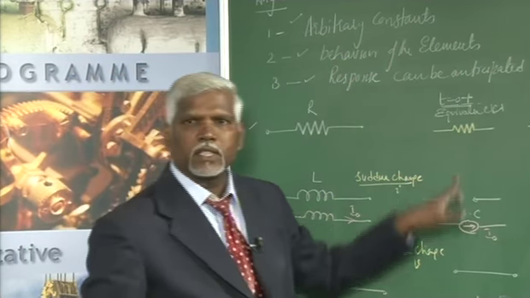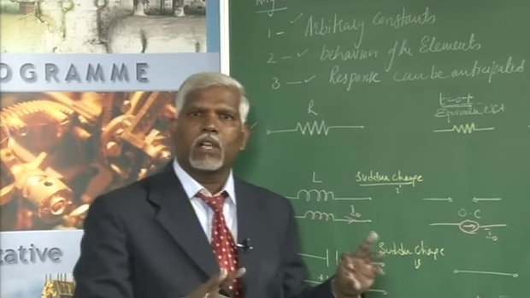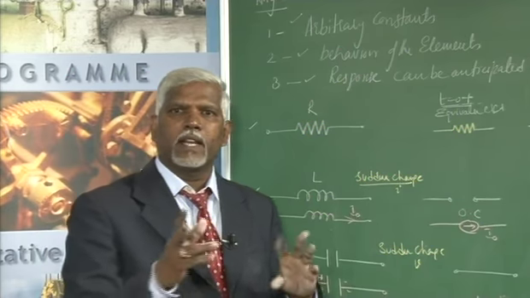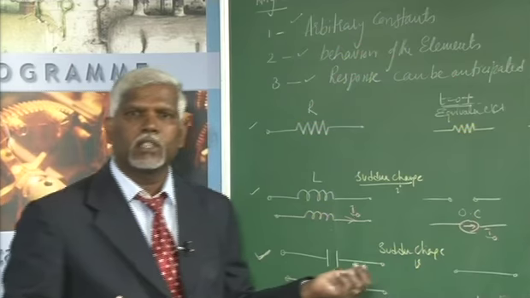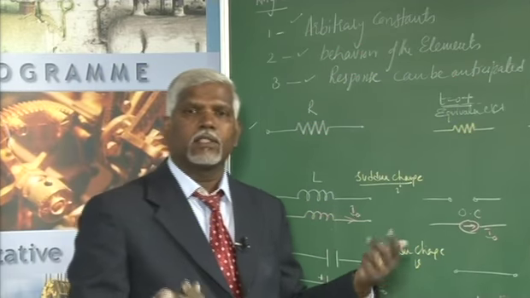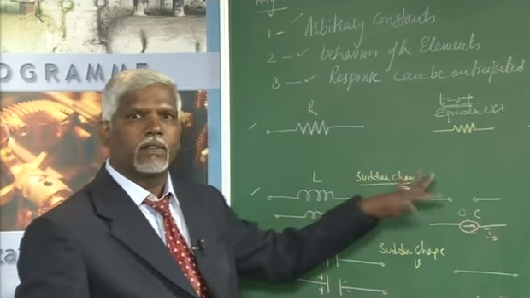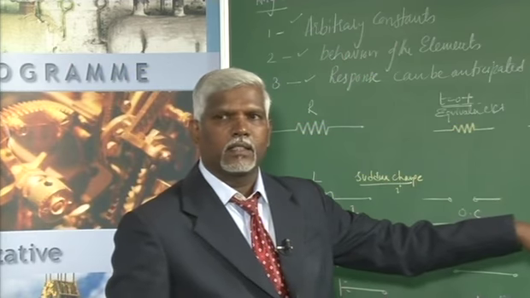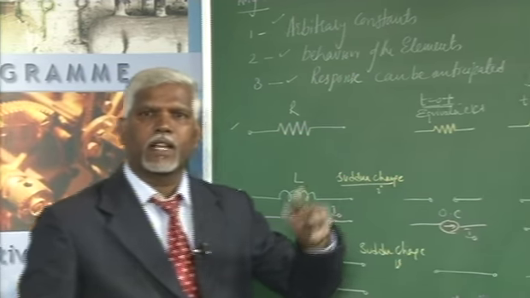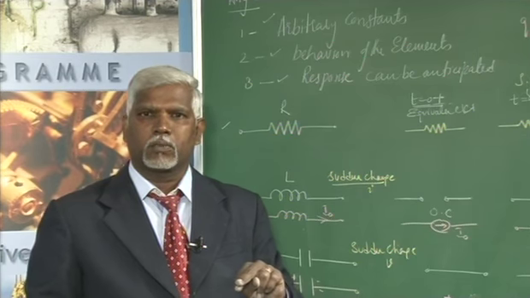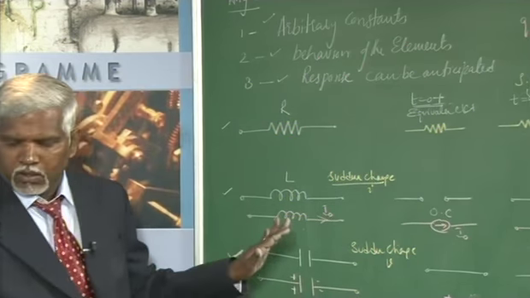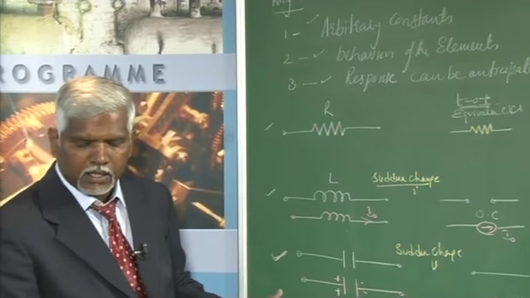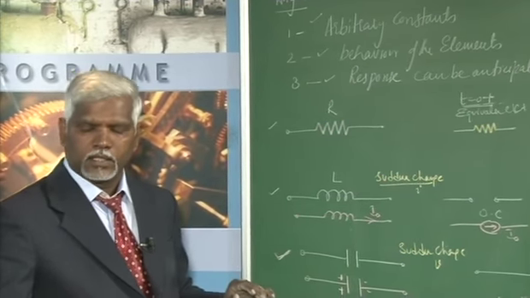Behavior of the elements we have just now observed. As in combined networks, how they behave in case of RLC, a combination of RLC in series or parallel, or when we analyze the network using node analysis or loop analysis, we will see how the current is going to vary with time. The response will be a combination of transient response and a steady state response. So, with this introduction, we will just see what it is that normally they ask in transient analysis.